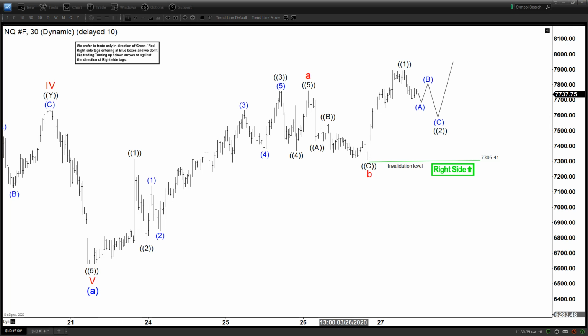Today is Friday, March 27. The time is around 4 a.m. GMT. So today we'll be looking at the chart of the Nasdaq. This is a 30 minutes chart.